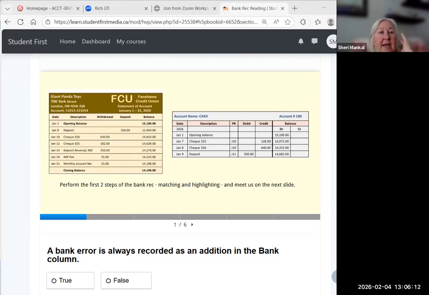So, common items that appear on a bank statement that we might not have in our cash account, so things that we would have to journalize, are bank charges. So interest fees, service charges. We also, if we gain interest, we've earned on the money we have in our accounts. Another one is an NSF check. So we didn't talk about that before. So an NSF check is non-sufficient funds.